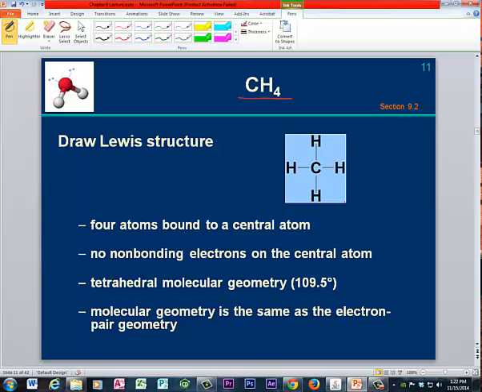Here's the Lewis structure for CH4, methane, and the next thing we do is count the things. 1, 2, 3, 4 things around the central atom. That means that the electron pair, also known as the electron domain geometry, is tetrahedral. And since we don't have any non-bonding electrons on the central atom, our molecular geometry and our electron pair geometry will be the same. They are the same when there are no non-bonding electrons on the central atom.